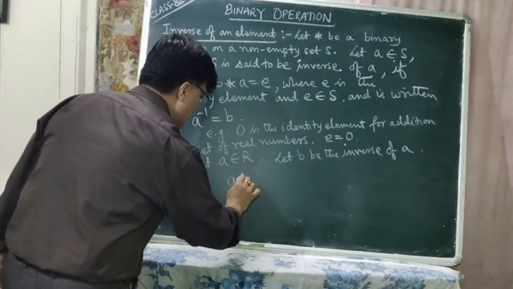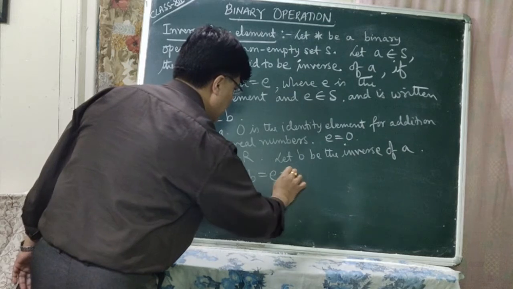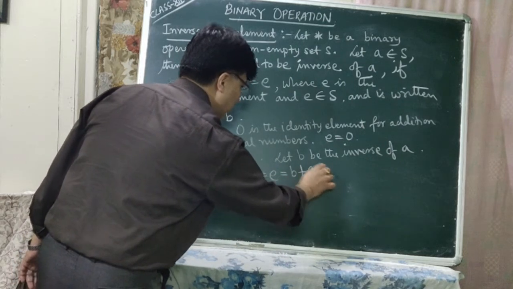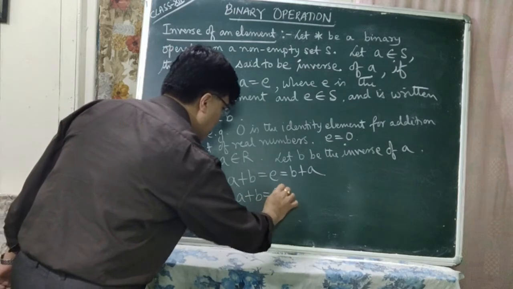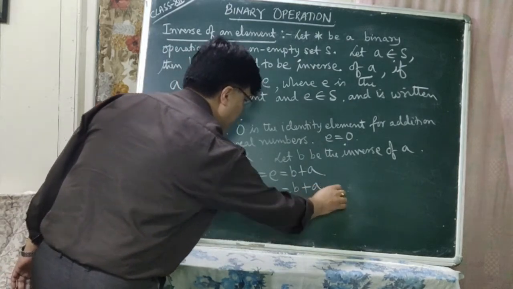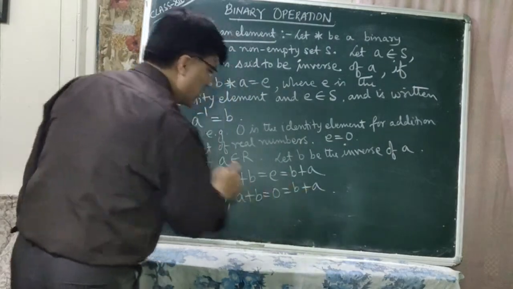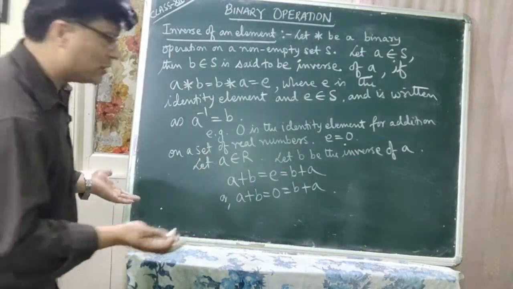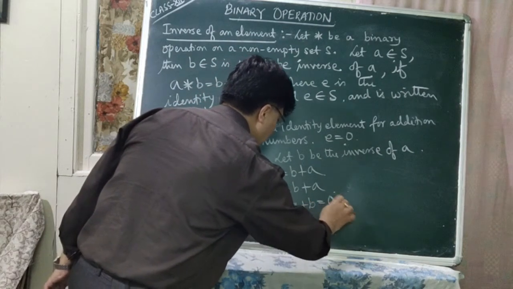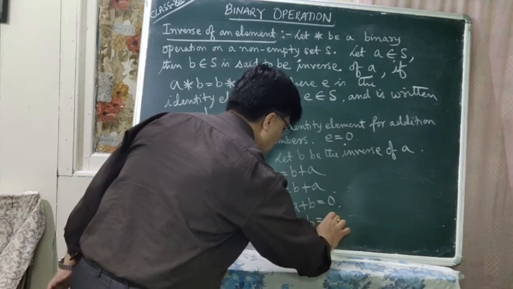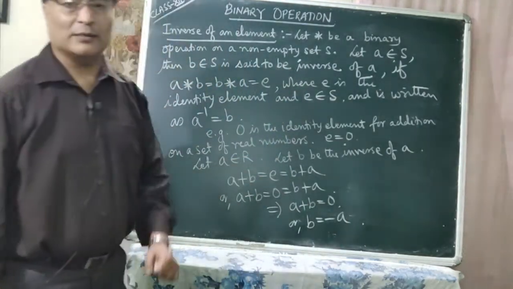So we can write here A plus B is equal to, what is E here? A plus B is equal to E, which is equal to B plus A, right? So A plus B is equal to 0 is equal to B plus A. Either A plus B is equal to 0 or B plus A is equal to 0. This is the same equation, right? So let us write A plus B is equal to 0. Or what is B equal to? That is minus A.